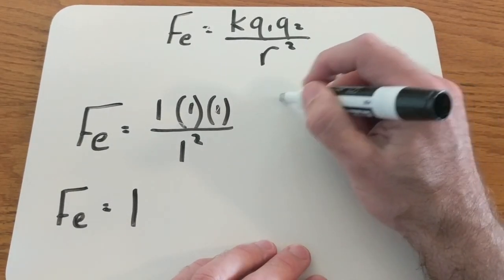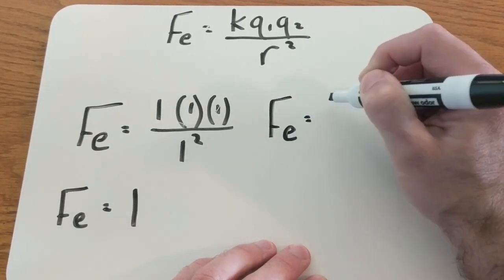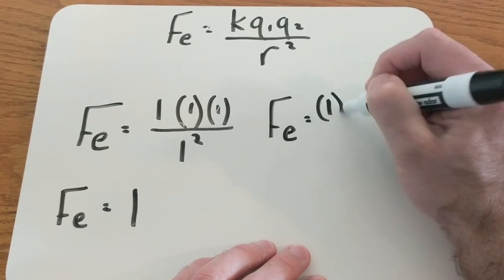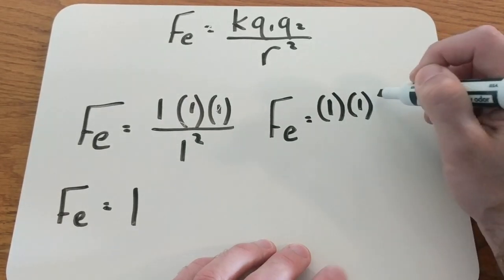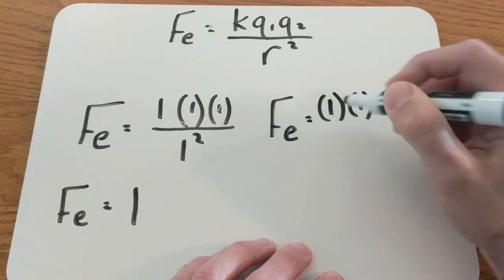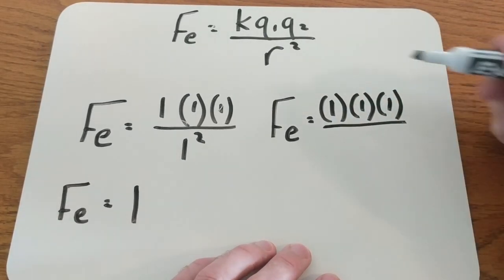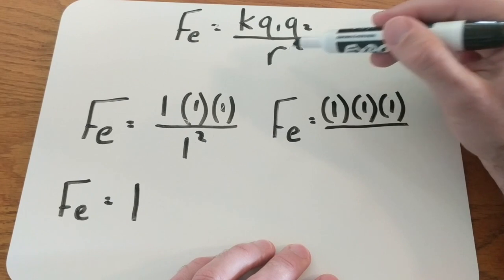So it'll look like this. So we just put in Fe. All right, we keep everything 1 that hasn't changed. K didn't change, we didn't change the charges, but we did change the distance between them. Remember, the distance between them is R.